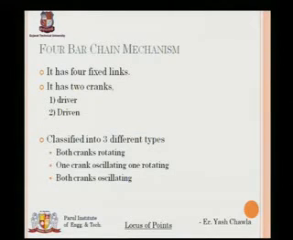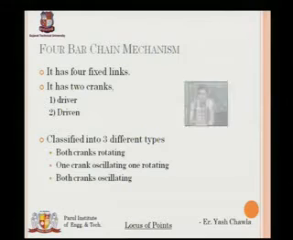Now there are basically 3 types of these mechanisms, out of which we will be discussing one today, but we should know what the types of mechanism are. I'll show you the videos of the particular mechanisms and how they work. The first is both the cranks are rotating. In this, both cranks are rotating either clockwise or anti-clockwise. One is rotating clockwise, other is rotating clockwise, or vice versa.